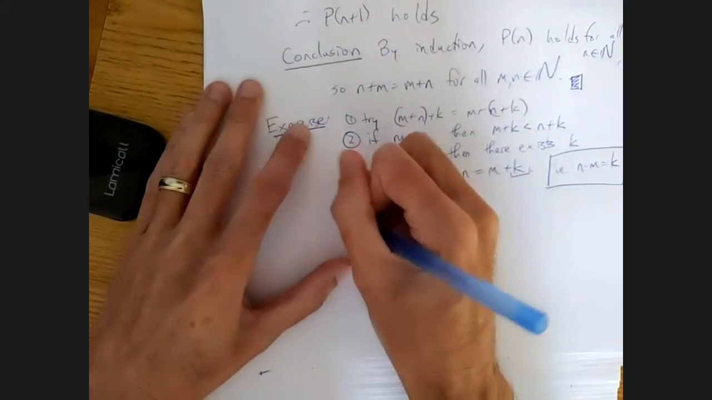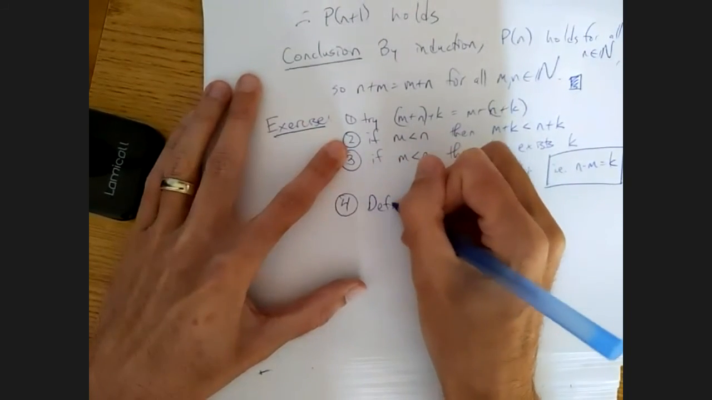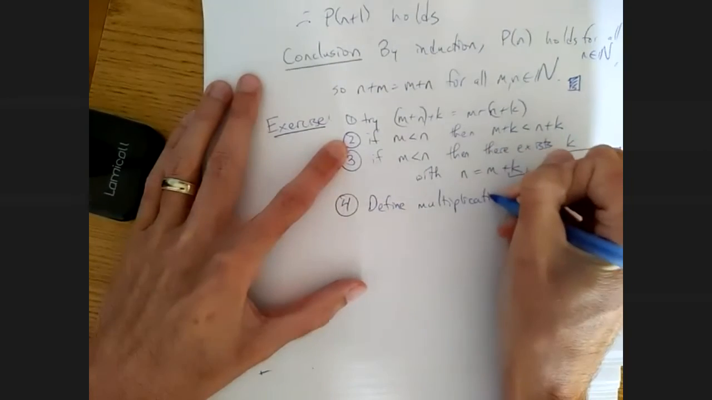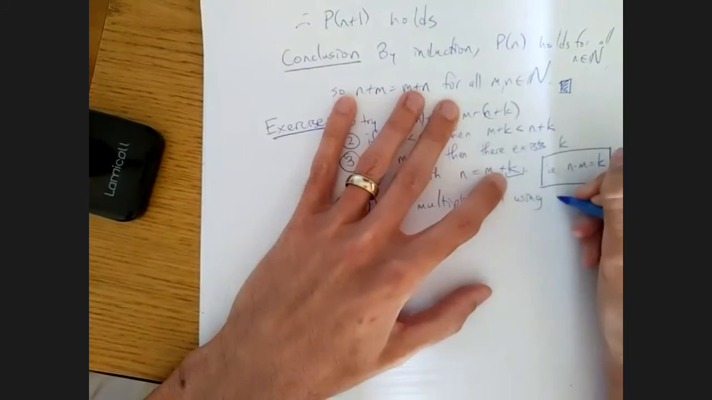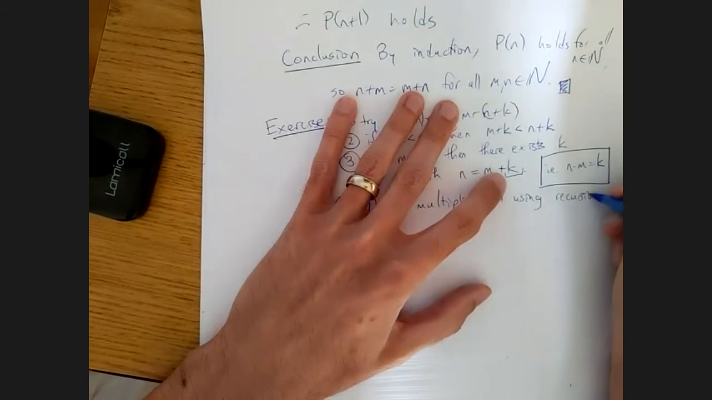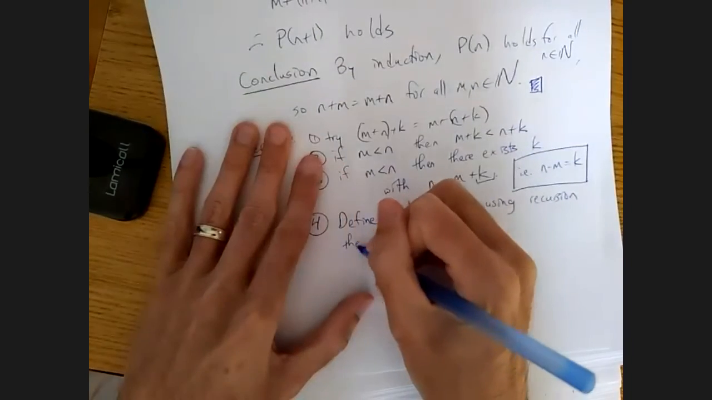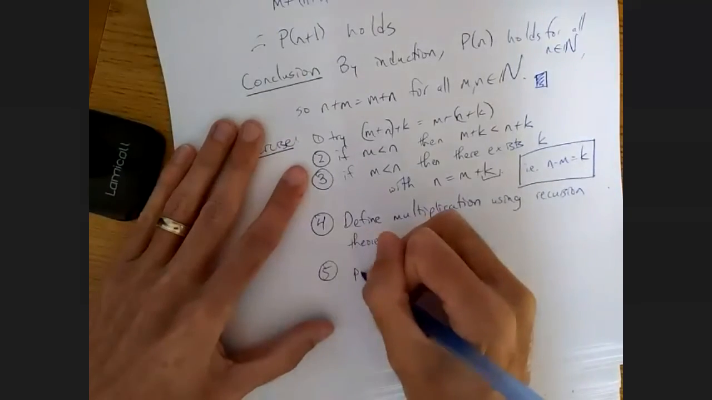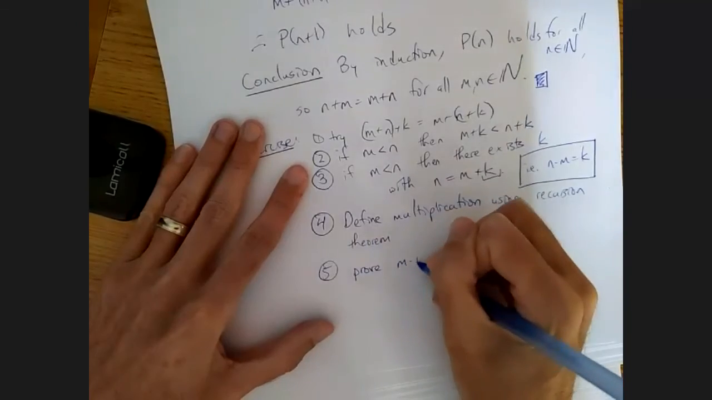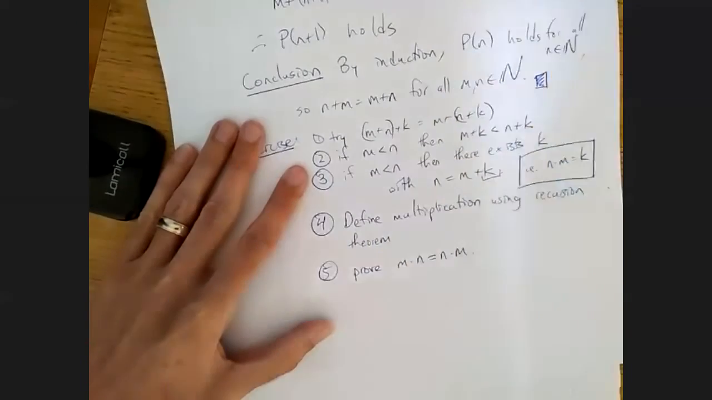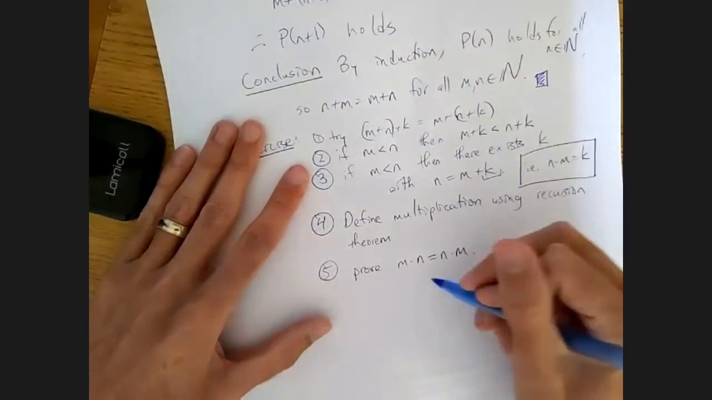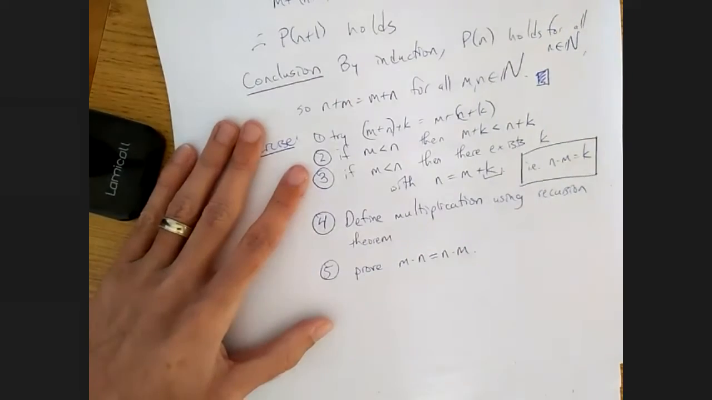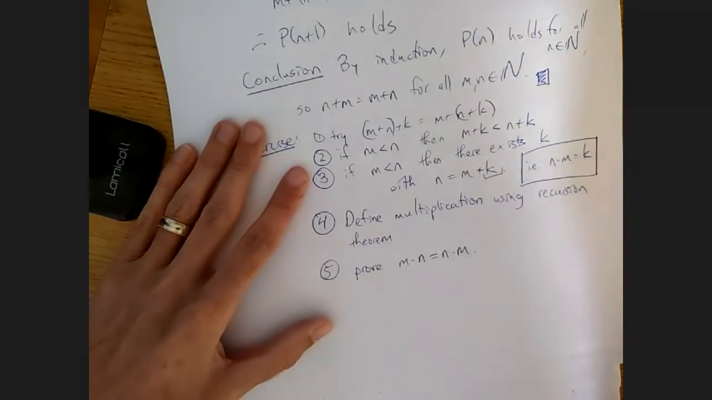Another exercise is to define multiplication using the recursion theorem and prove something like m times n equals n times m. Of course, when you prove m times n equals n times m, you might have to use some property of addition, which you can take as given.